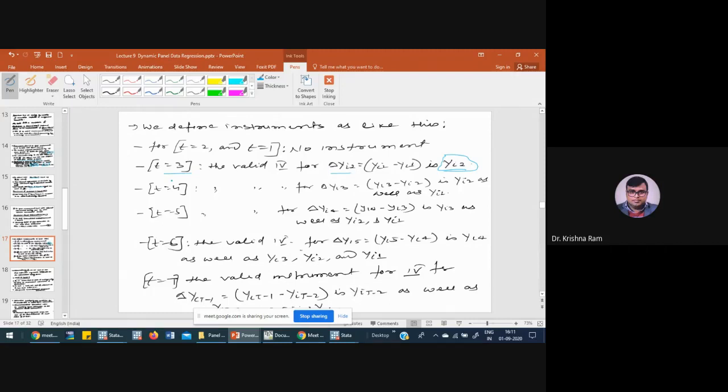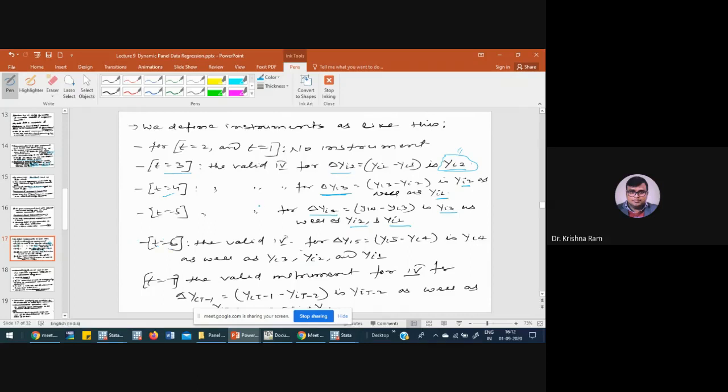When you are working with 3 time periods. For 4 time periods, the instruments for delta yi3 are yi2 as well as yi1. So the instruments we are defining here are in level, and the instrumented variable is in first difference form, or you can say the difference form. It's only different. For delta yi4, the instruments are yi3, yi2, and yi1, and so on.